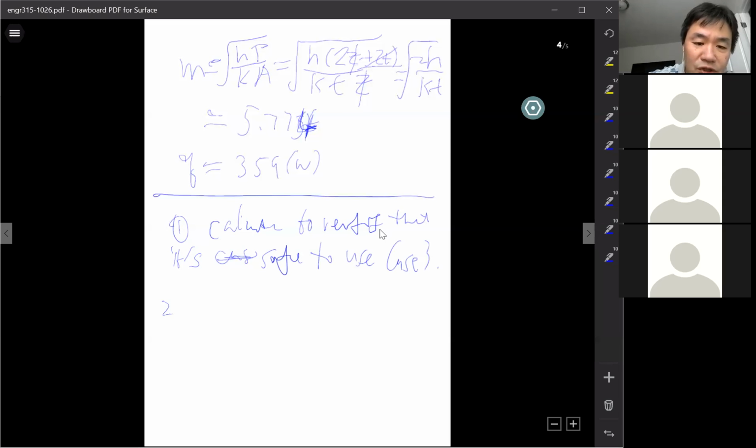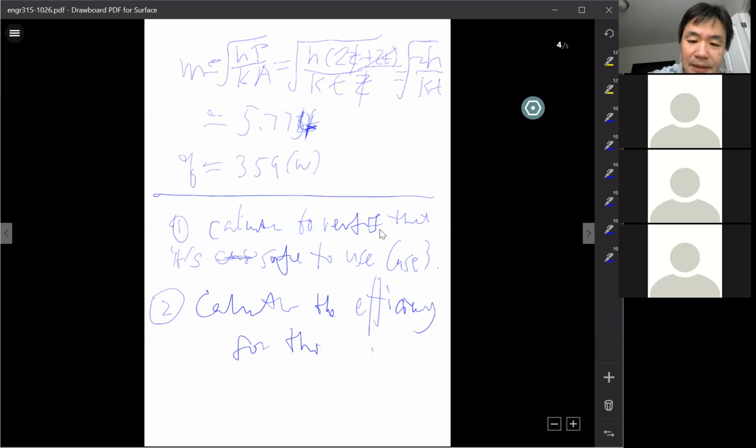Second, I want you to calculate the efficiency for this fin. You have plenty of time. You have the equations, so go ahead and do the calculation. Write on paper, take a picture, and submit through GroupMe. Okay, ready, set, go. I give you 10 minutes for doing that. How about that?